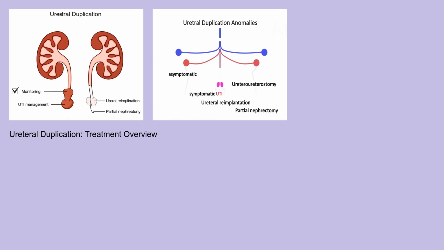Surgical options include ureteral reimplantation, where the duplicated ureters are repositioned to drain properly into the bladder. Ureteroureterostomy involves joining the two ureters together before they enter the bladder. In severe cases where the upper portion of the kidney is non-functioning due to complications, a partial nephrectomy, or removal of that portion of the kidney, may be necessary. Endoscopic procedures, such as incision or marsupialization of a ureterocele, can also be performed to relieve obstruction.